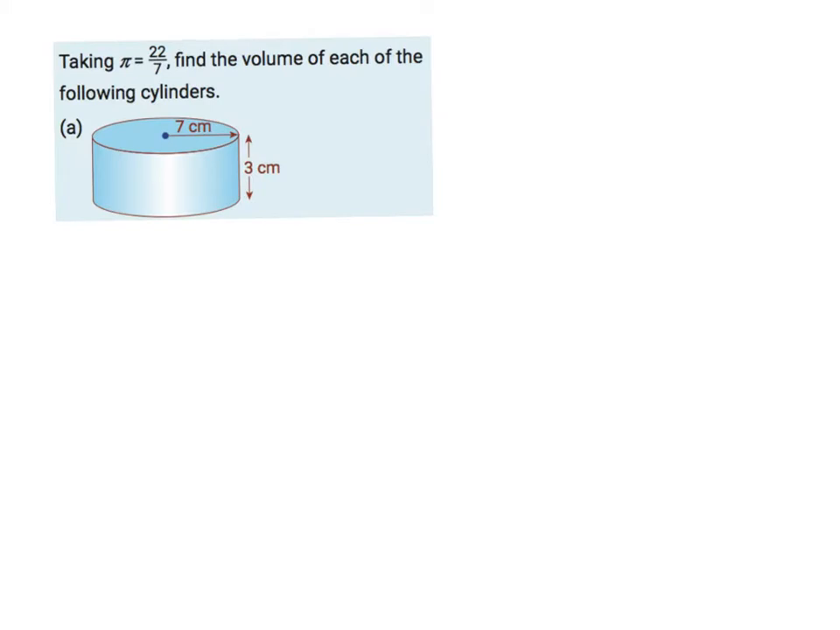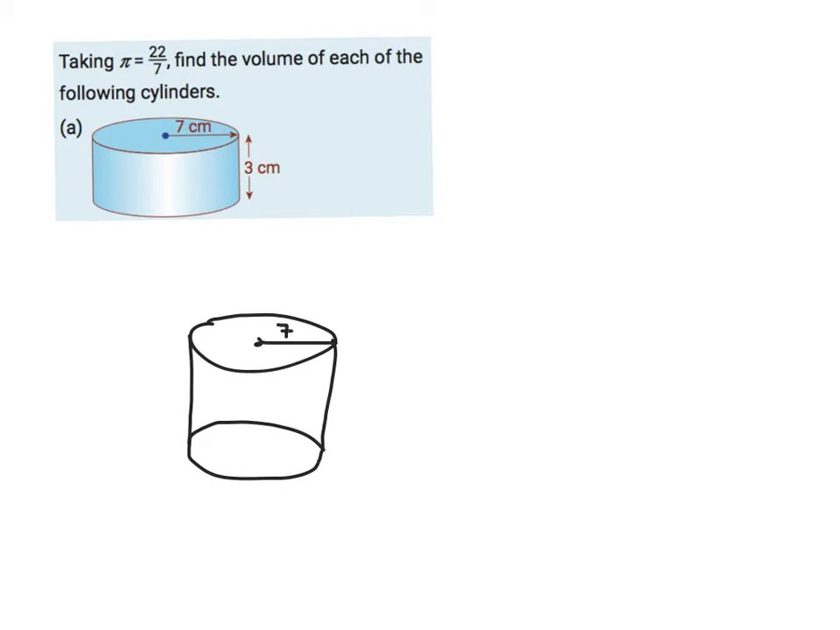Okay, here we go. We're to find the volume of the following cylinder taking pi equal to 22 over 7. And we have our cylinder there. So as always, we would sketch a version of it into our copies. And so our radius here is 7. Our height is 3.